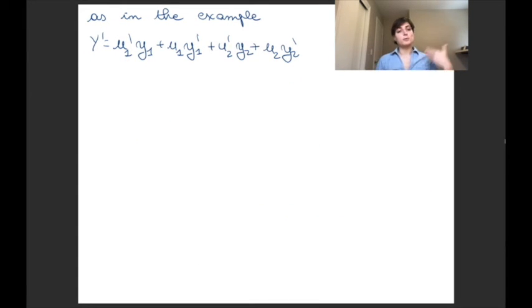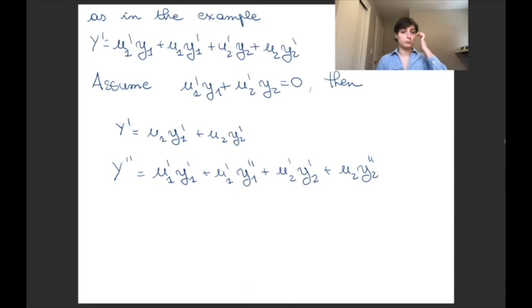As in the example, we can take the first derivative and the second derivative, but in the first derivative we assume that u1' y1 plus u2' y2 is equal to 0. Then the first derivative simplifies to only 2 terms, and the second derivative simplifies to only 4 terms. Not going to read them aloud, but it's a combination of first and second derivatives of u1, u2, y1, y2.